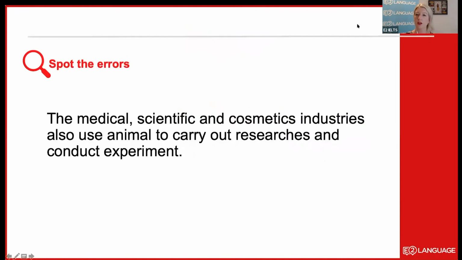Okay, good. Again, have a look at this sentence. There's more than one error here. The medical, scientific, and cosmetics industries also use animal to carry out researches and conduct experiments. Okay, there are 3 problems here. Can you see them all? Well done, Akshay. Well done, Kadro. Good, Anu, you've got them all there. So here are the problems: animal, researches, experiments. Okay, so fix them up. It looks like this. These industries use animals, so many animals, to carry out research. Why not researches? Why not?